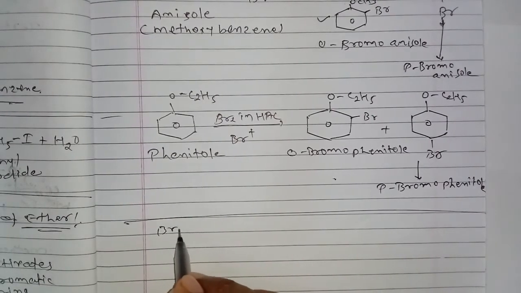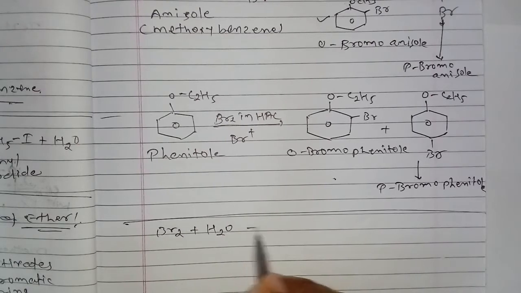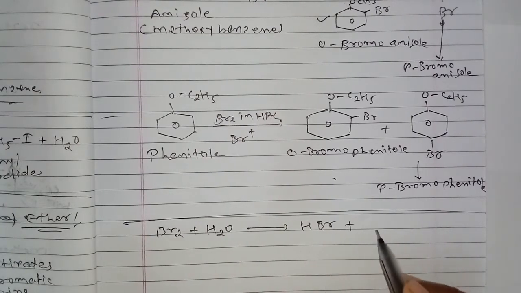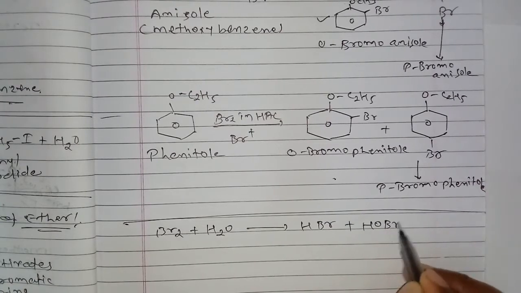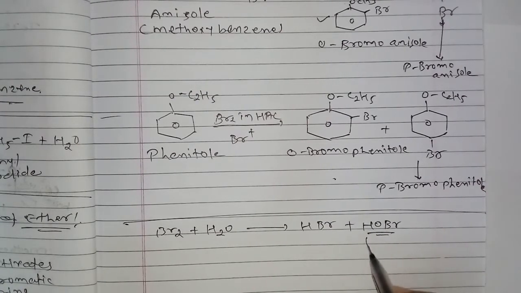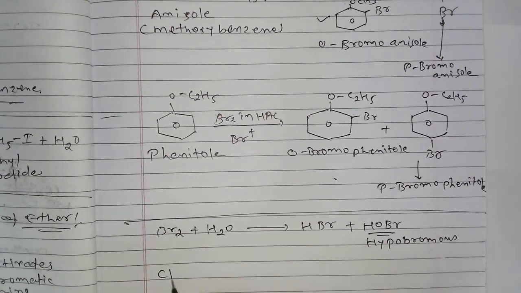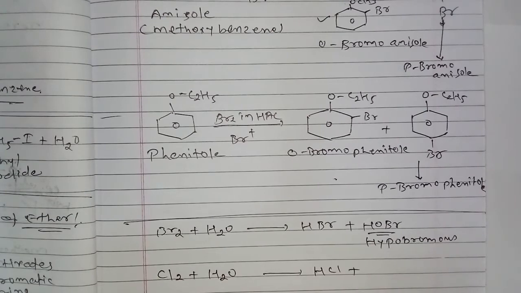If bromine reacts with a water molecule, it forms HBr and HOBr. HOBr is hypobromous acid, and chlorine will react with a water molecule, it forms hydrochloric acid and HOCl, hypochlorous acid.